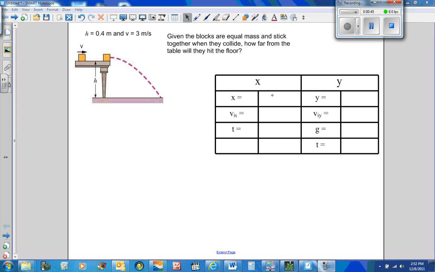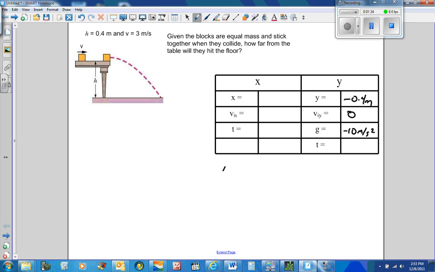So this is a projectile motion problem and a momentum problem. In this case, we're trying to find delta x, how far, so we need to find all the other things. Some things we can already fill in here. We know delta y is negative 0.4 meters. Since it's a horizontal velocity initially, the initial vertical velocity is 0. We know g is negative 10 meters per second squared, and we don't know t. So we could find how long it's in the air.